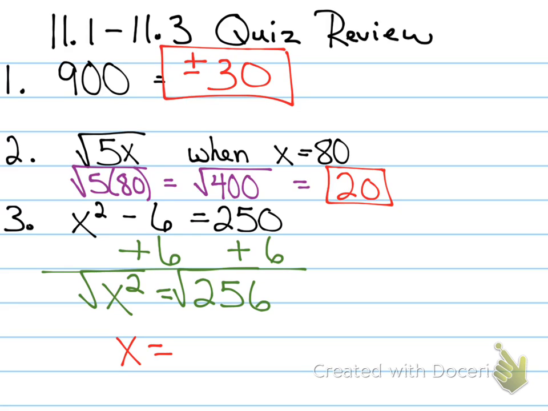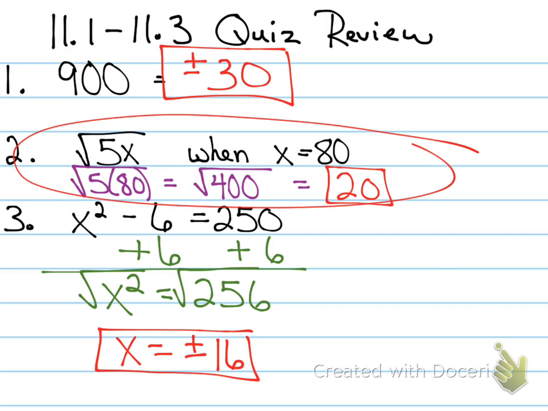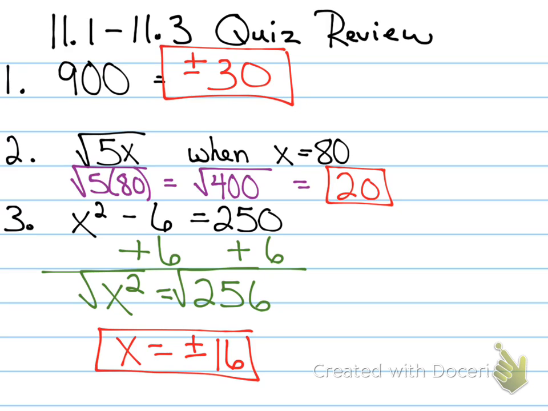What's my answer? Nope, 4. Nope, 16. Oh, 16 squared. Nope. Positive and negative 16. Yes, positive and negative 16. Why? Because negative 16 times negative 16 is still positive 256, and then minus 6 is still 250. It still checks out, so both signs are my answer. Now, if it's a radical expression, my answer is either positive or negative. But if I'm solving equations, it can be both.